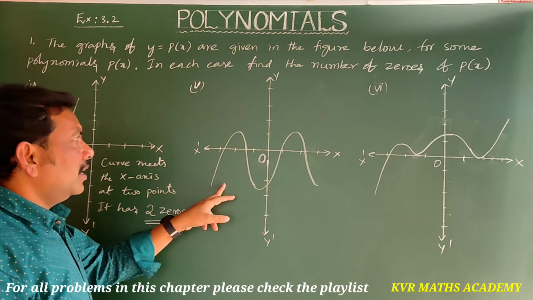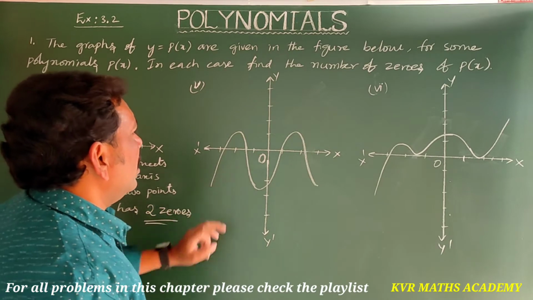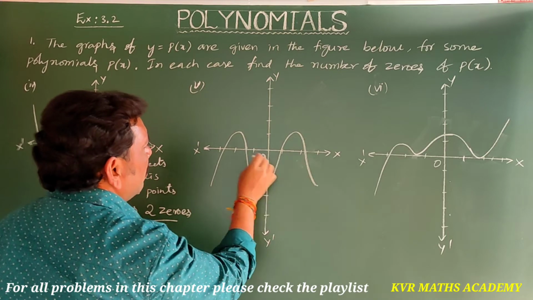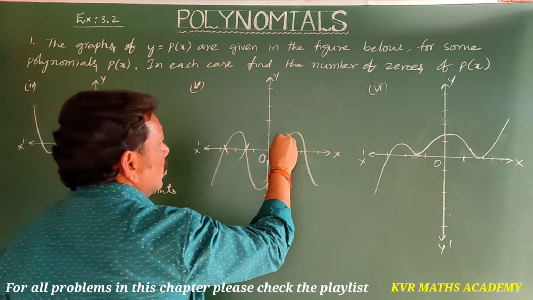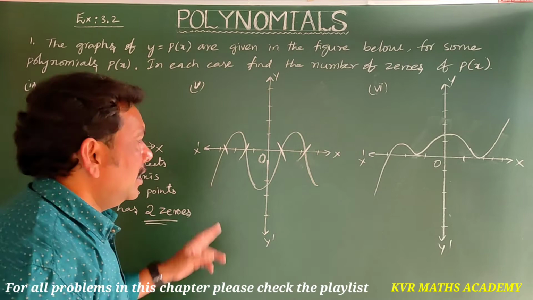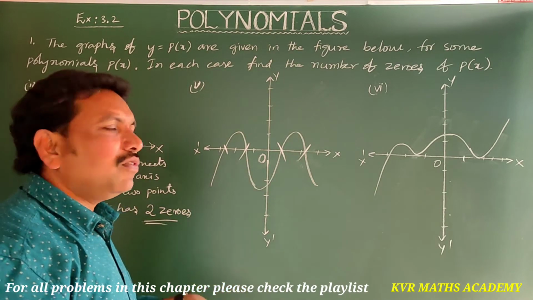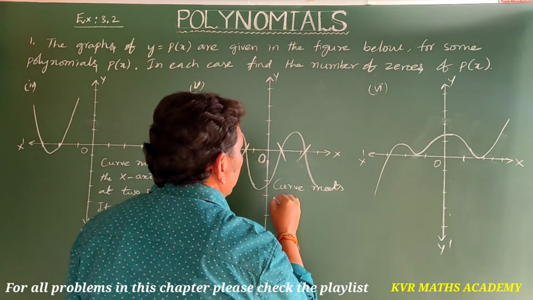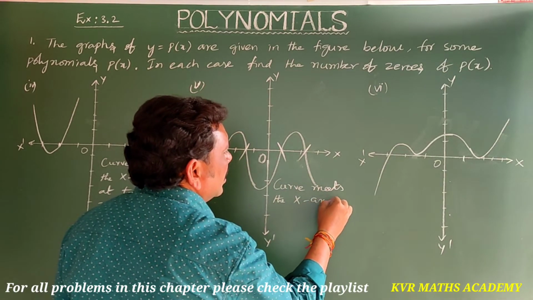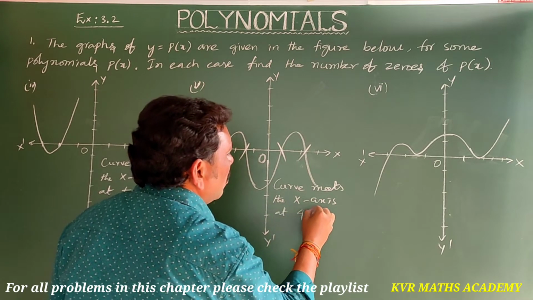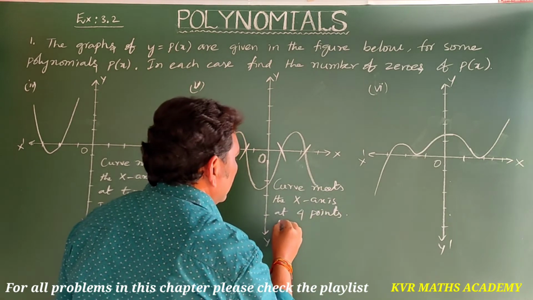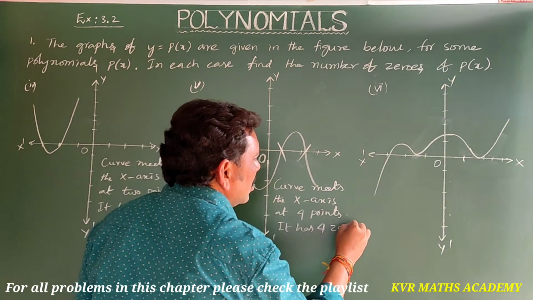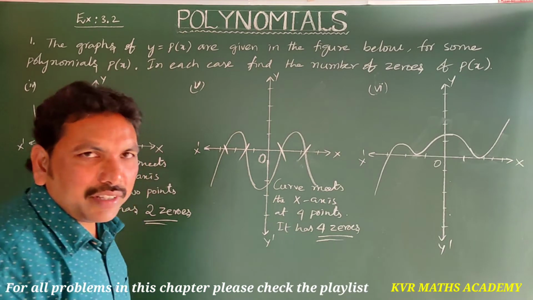Next, come here. In the fifth case, see, this curve meets the x-axis at how many points? 1, 2, 3, 4, right? So it has how many zeros? 4 zeros. Write down: the curve meets the x-axis at 4 points, so it has 4 zeros.